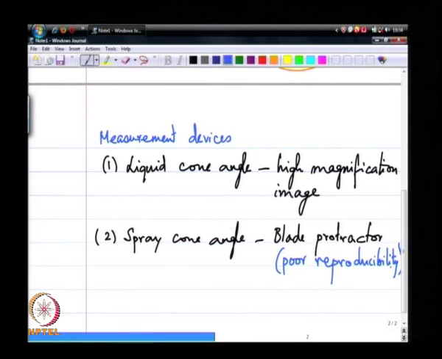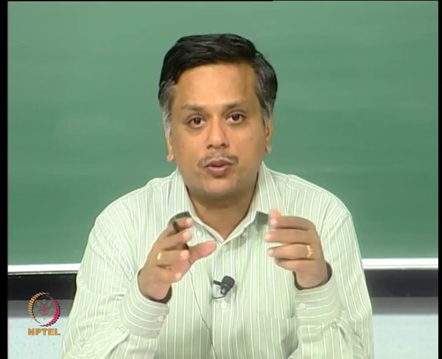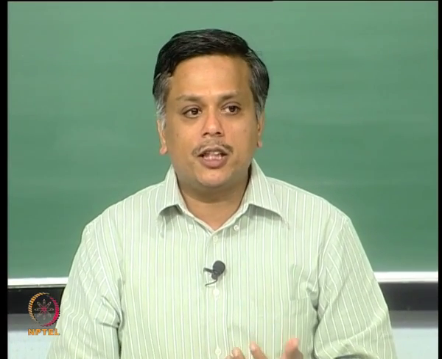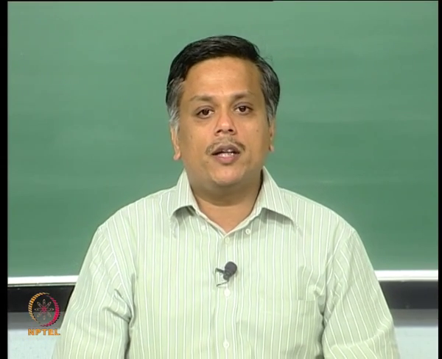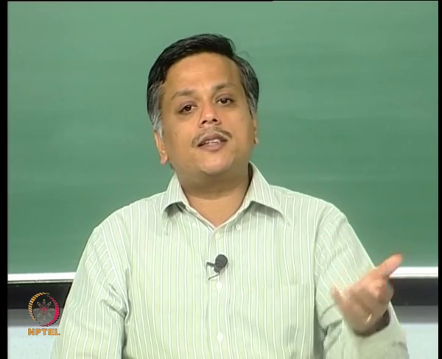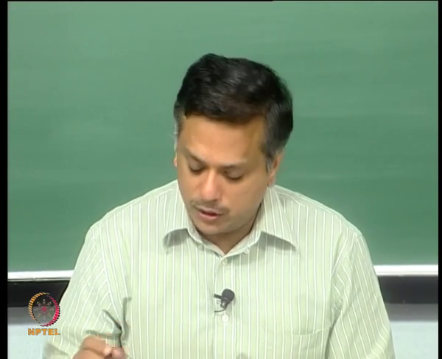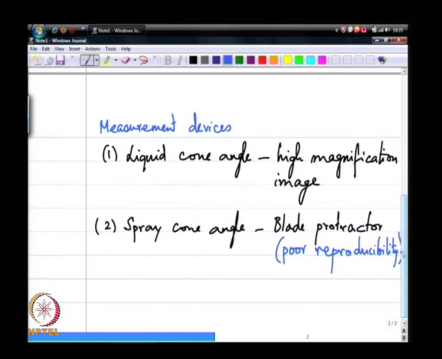So, operator to operator, while one operator working on one spray nozzle may be able to reproduce the same result, may be able to actually repeat the same value of measurement, if you bring in several operators and have them test the same spray nozzle, you are likely to get high variability. So, this is a device that potentially has high repeatability, but poor reproducibility. Reproducibility is important if I want to convey my results to a fellow engineer and have him verify my findings. So, that is where the challenge lies with these blade protractors, but it is a very simple device, cheap and is widely used.